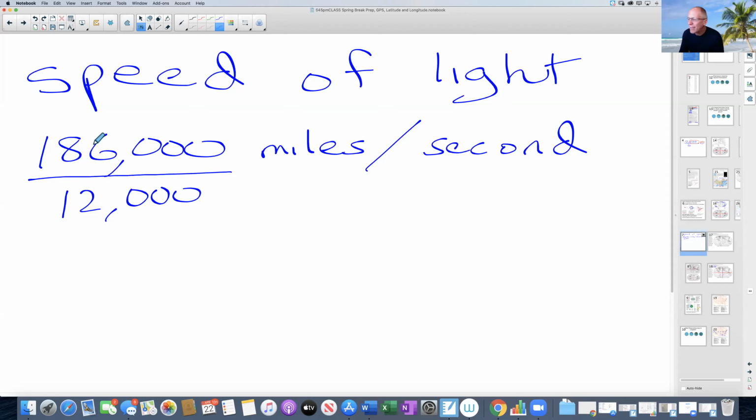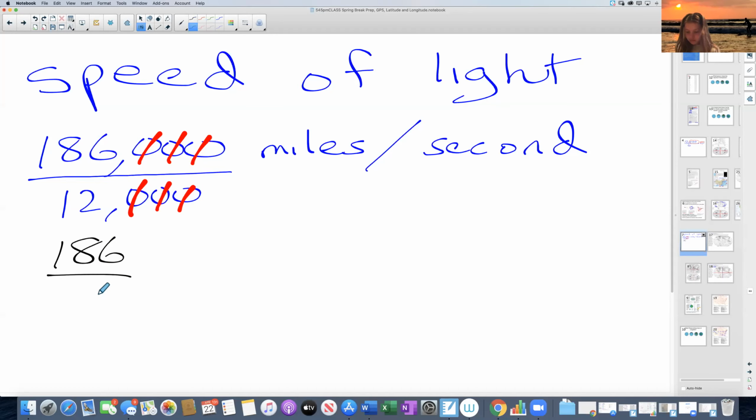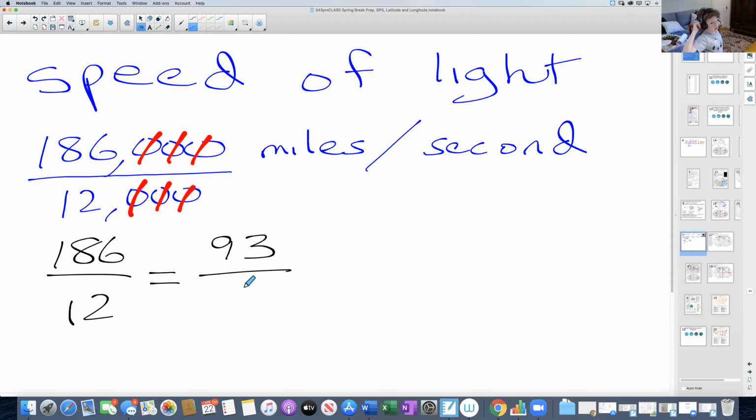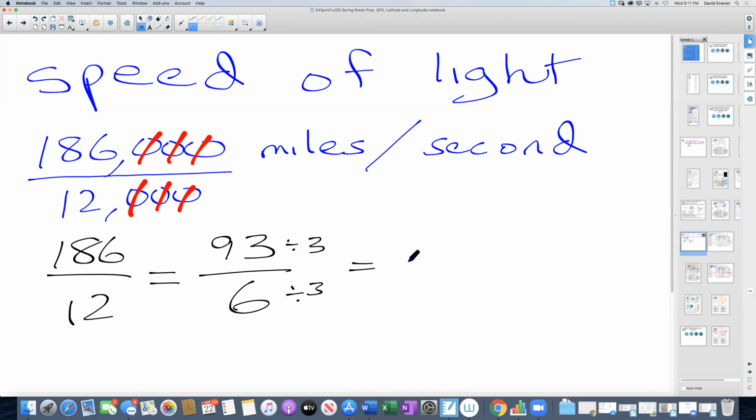So I've got 186,000 divided by 12,000. And I know that I can divide the top and the bottom by 1,000 to get rid of my zeros. Now, what am I going to divide top and bottom by, guys? 186 over 12 equals, come on, cut it in half. Half. 93 over 6. And divide both of those by three now. 15.5. Very good. So it's 31 over 2. Did you get 31 over 2? Yeah, I did. Okay, great.